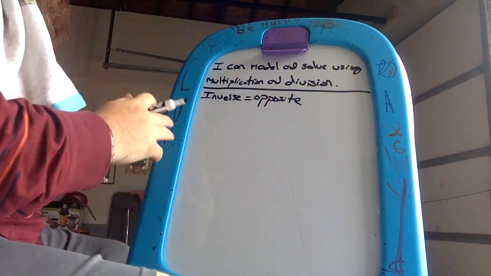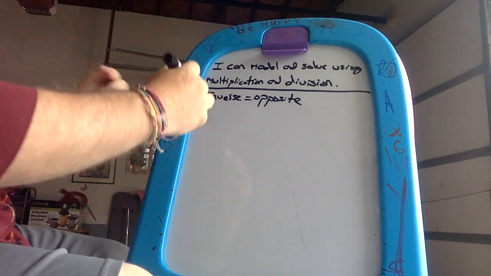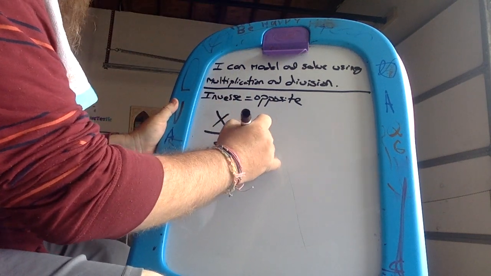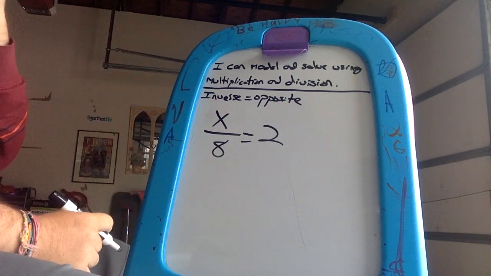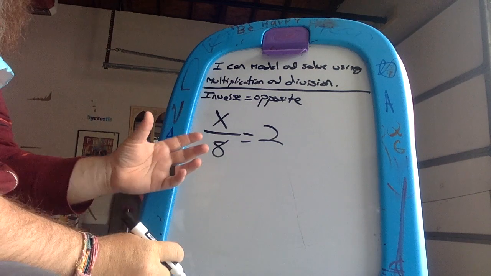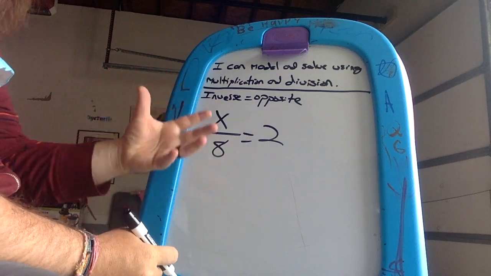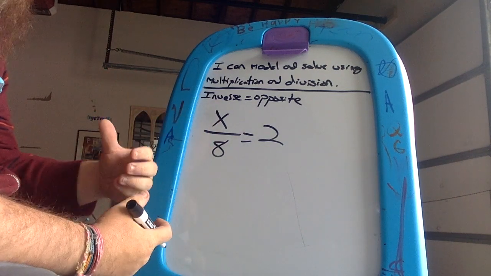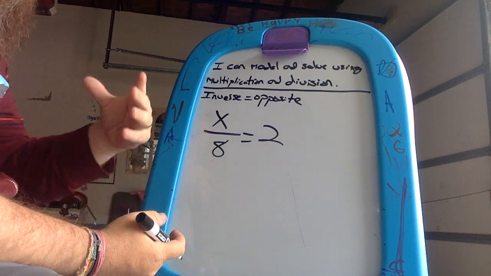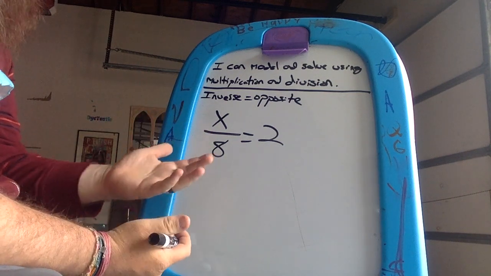What do we got here? The next one we're going to do is x over 8 equals 2. Same thing. I'm looking at the problem. If I ask you to please show me your work and explain what you did, this is what you're going to have to do. You can look at this real quick and know the answer off the top of your head. That's great. You should know what it is.